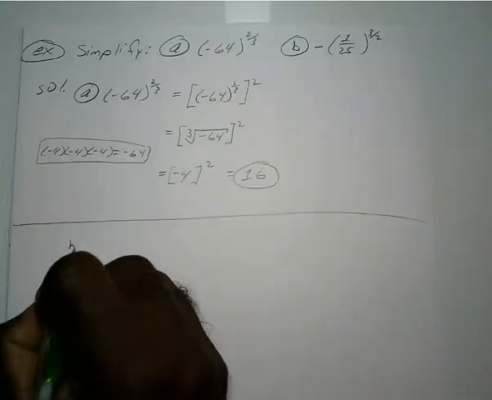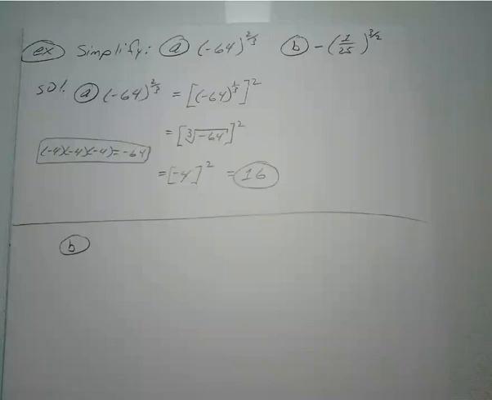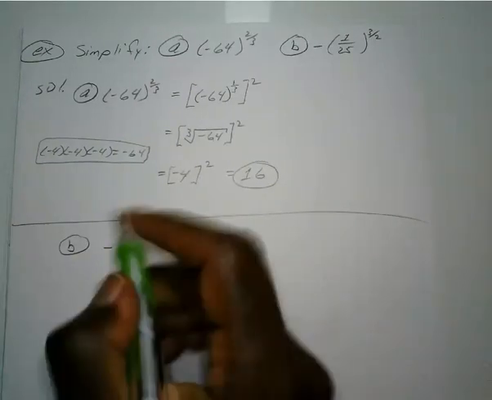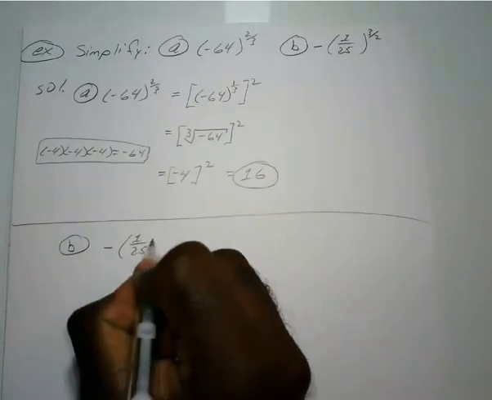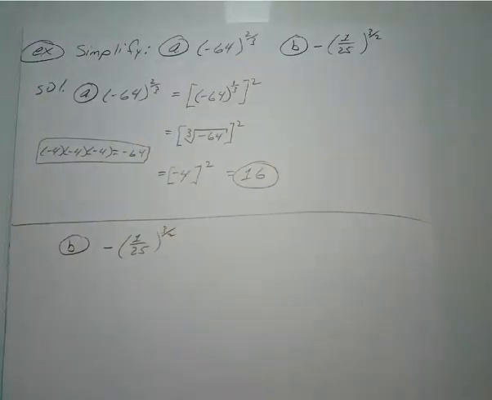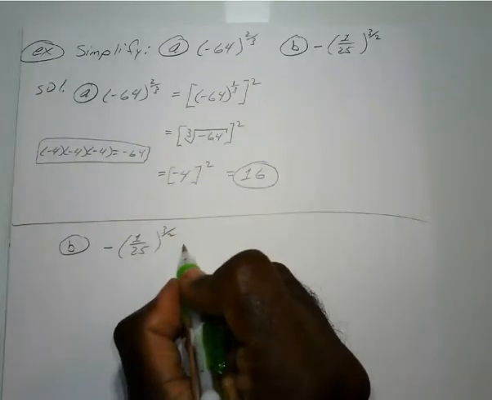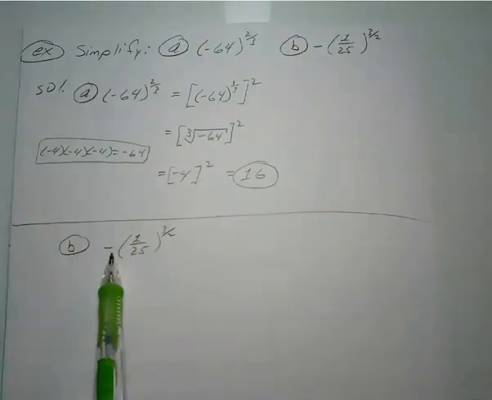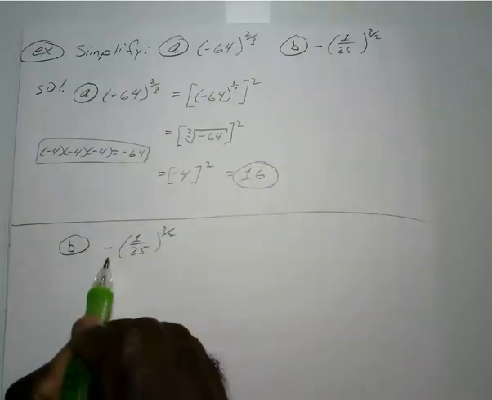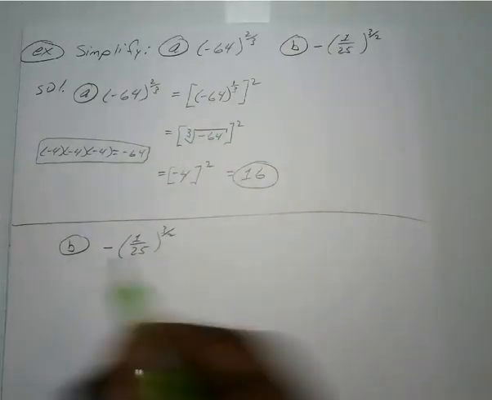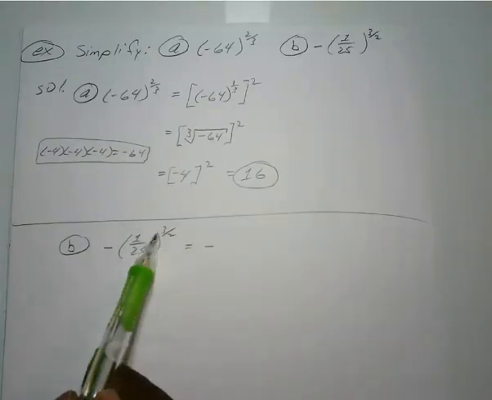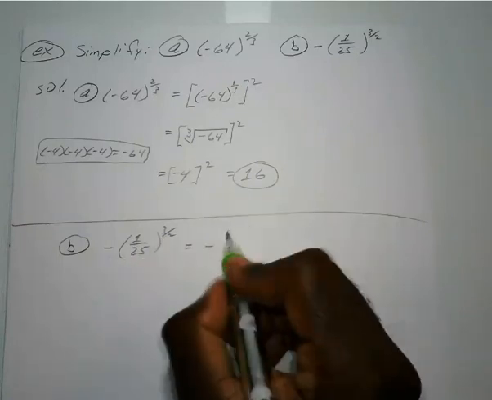Alright, so for problem B, we have negative 1/25 to the 3/2 power. Now remember, this negative is on the outside, so you don't have to calculate it like you did this one. The negative just kind of follows you, kind of like negative 1 times this. So it's still negative. Now remember, we're going to distribute that 3/2.